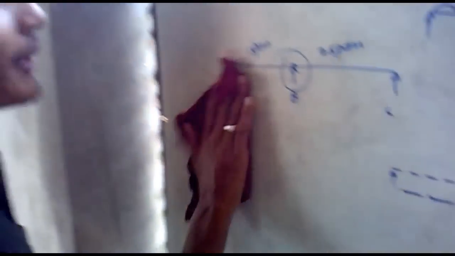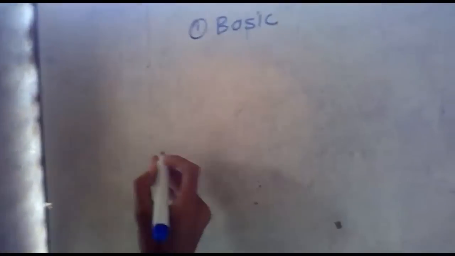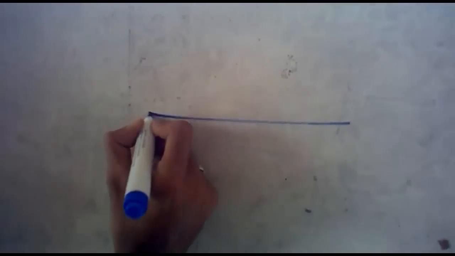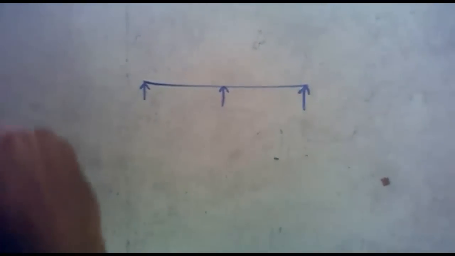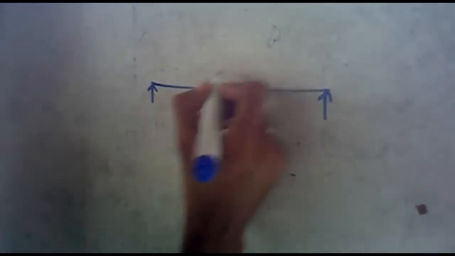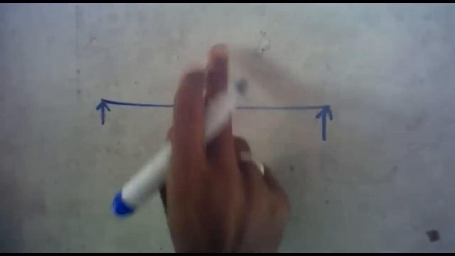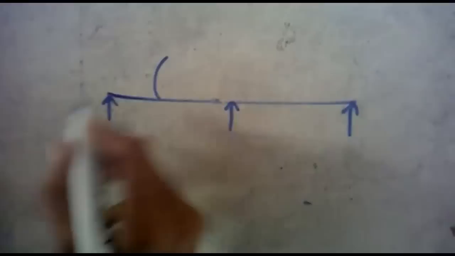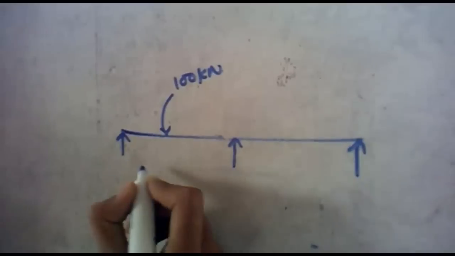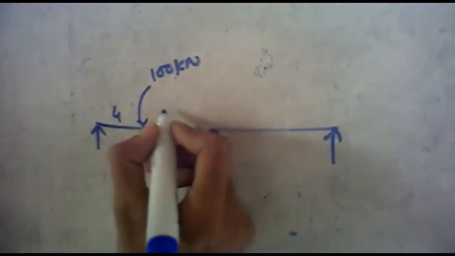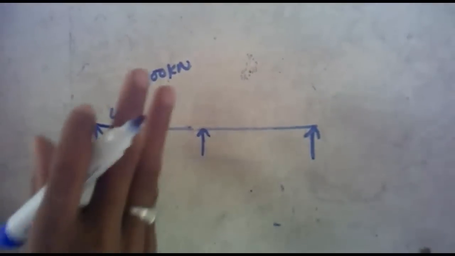Now the total basics about the beams. How is the beam and what are their formulas? Okay, suppose here a beam, three supports there, and suppose here a load is present. Okay, at this span a load of 100 kilonewton is here. And this is 4 and this is 3.